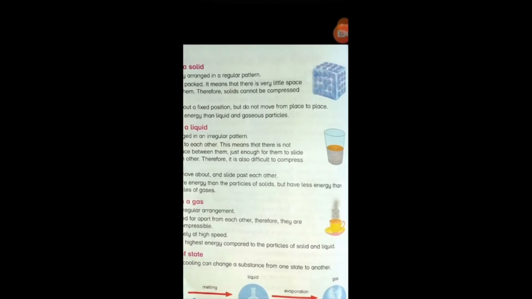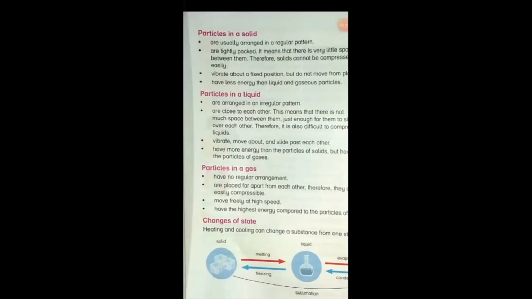So the particles of a solid are very close to each other. They are tightly packed, so that's why they cannot move from place to place, and they cannot be compressed easily. They have a fixed position, and they are arranged in a very regular pattern. So you can see in the diagram the shape and the volume are very definite in the solid state.